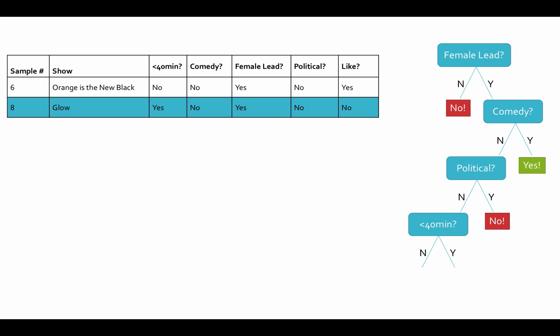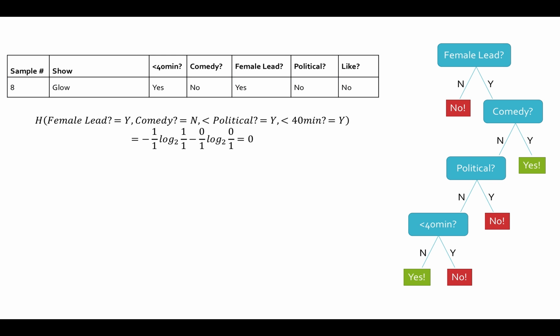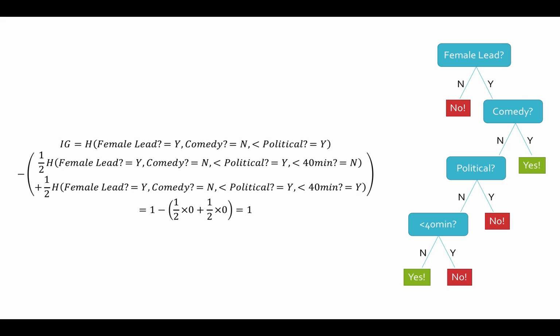We ask the only question we can ask, which is the 40 minutes feature. Turns out there's 1 sample on the left-hand side and 1 sample on the right-hand side. And for 40 minutes is no, we get an entropy of 0, and we say yes. And for 40 minutes is yes, we get a value of no and an entropy of 0. What's our information gain? Our information gain is 1.